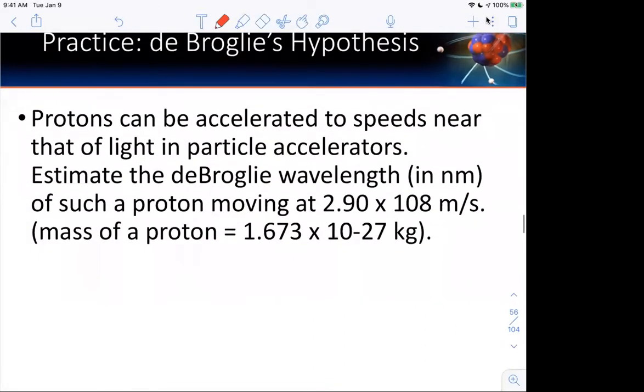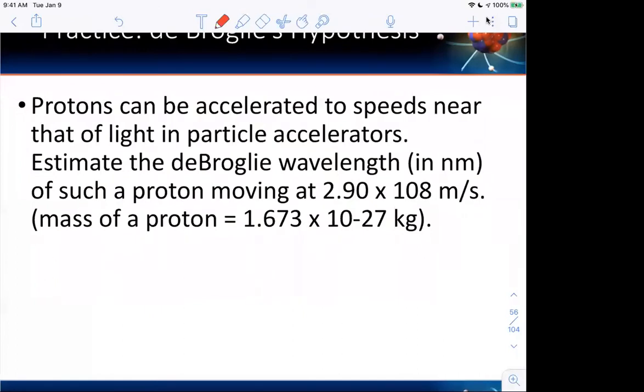So let's look at this in a practice problem. Protons can be accelerated to speeds near that of light in particle accelerators. So I'm going to estimate the de Broglie wavelength, in nanometers, of such a proton. Here is my velocity of the proton, and this is 10 to the 8th. This is minus 27.